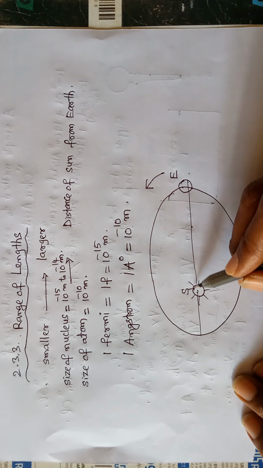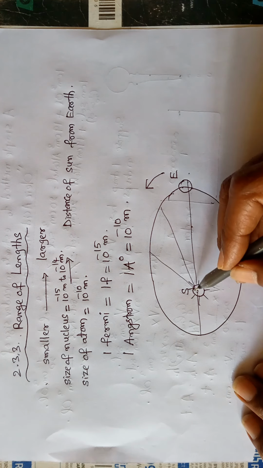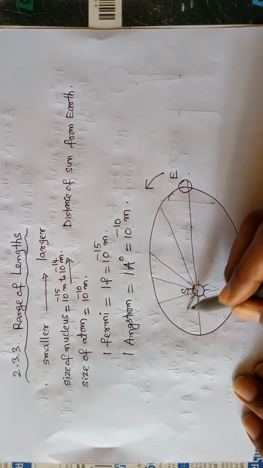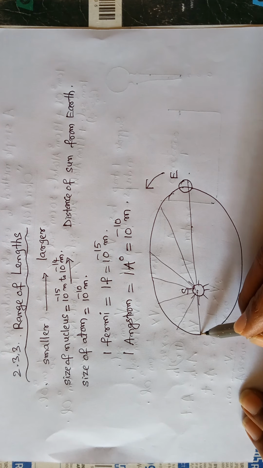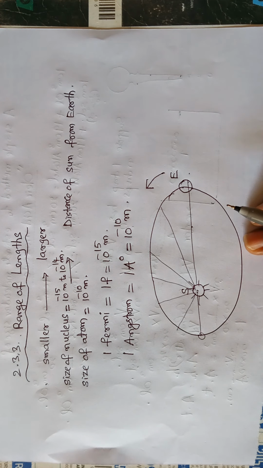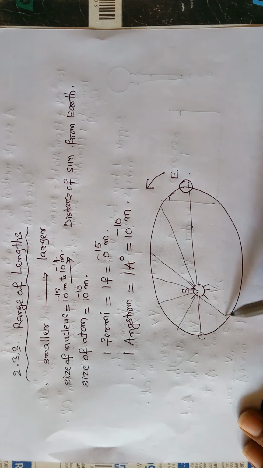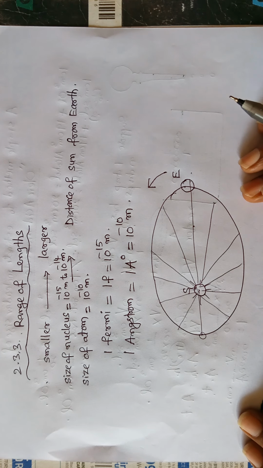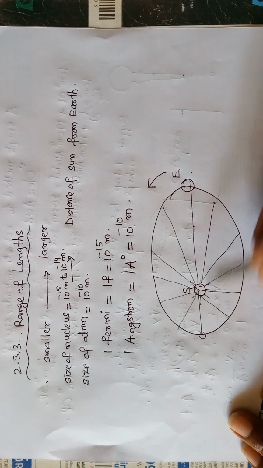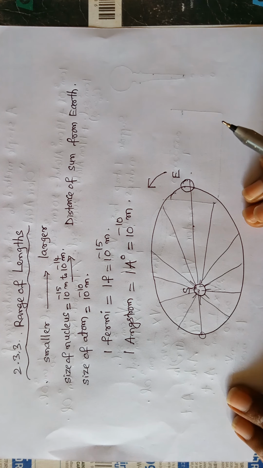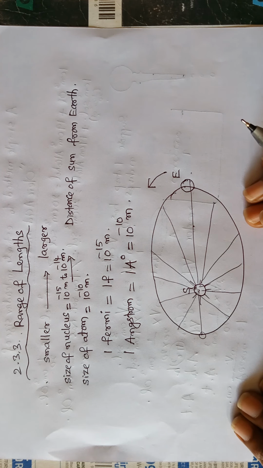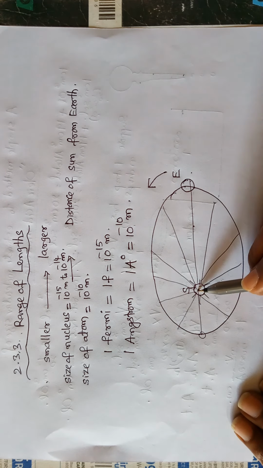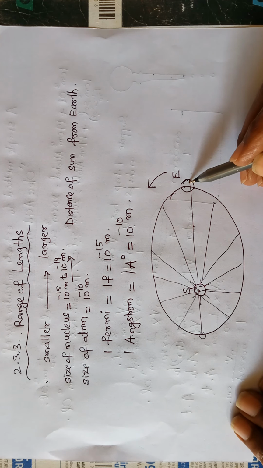As it is moving, the distance is gradually decreasing, and in this position the distance is smallest, and again the distance is gradually increasing. Therefore, see, the distance between sun and earth is changing. Therefore, we take the average distance. The average distance between sun and earth is taken as 1 astronomical unit.